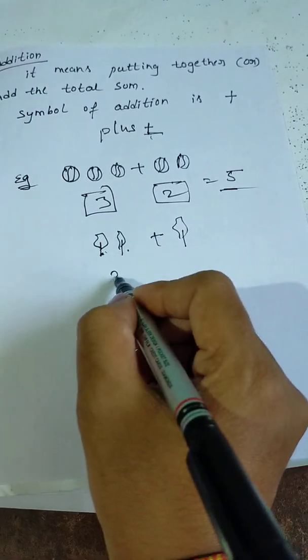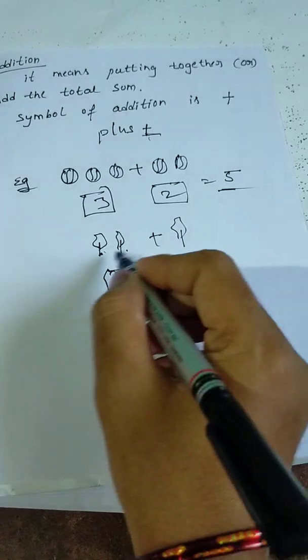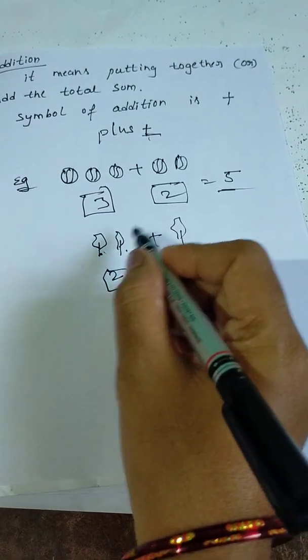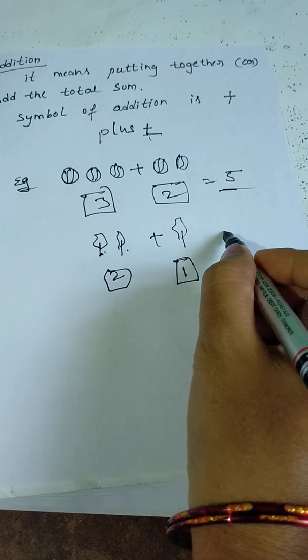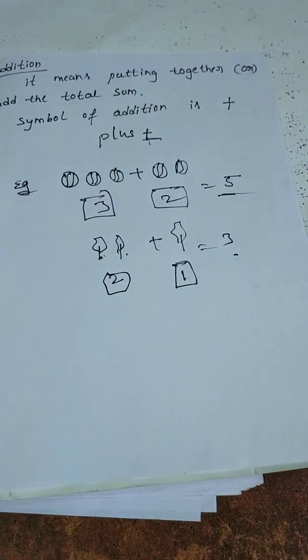And also the same like that. 1, 2. 2 trees. Next here only 1 tree. Total how many trees? 1, 2, 3. Total 3 trees are there.